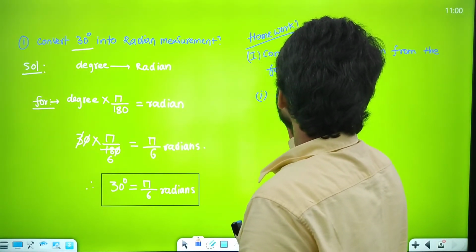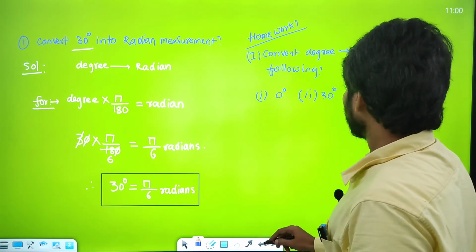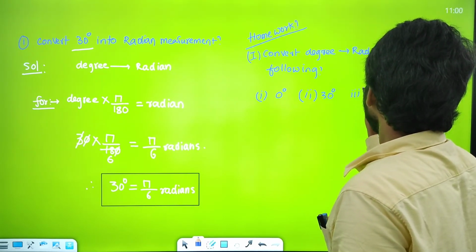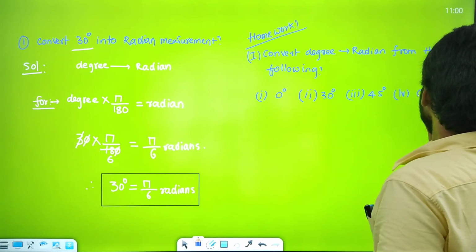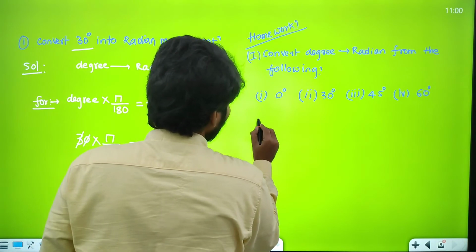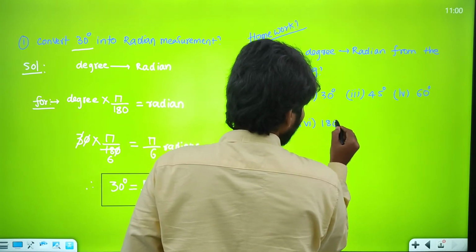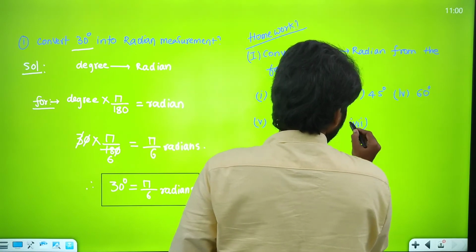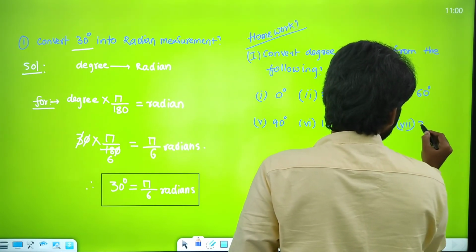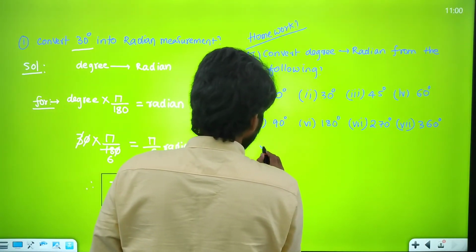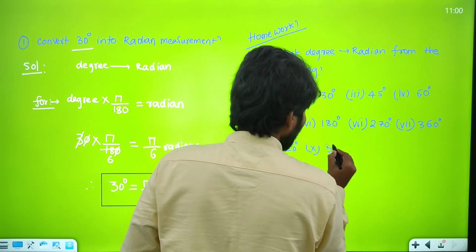First one, 0 degrees, 30 degrees, 45 degrees, 60 degrees, 90 degrees, 180 degrees, 270 degrees, last one 360 degrees, 420 degrees, and last one 540 degrees.